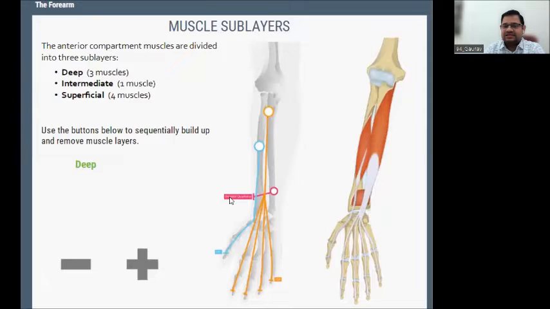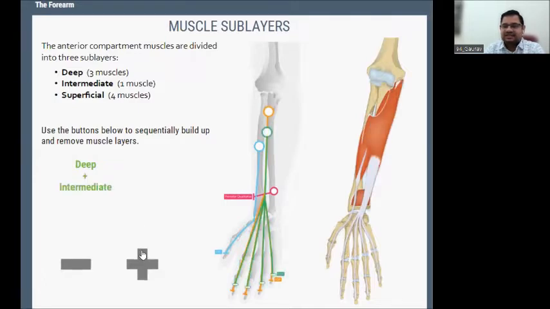The deep muscles are three muscles which you can see. It is pronator quadratus. Then there is one long muscle which is directly going to the tip of the fingers. It is flexor digitorum profundus, and this is the special one which is going towards the thumb side. You can say this is flexor pollicis longus.